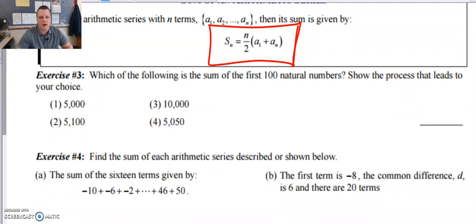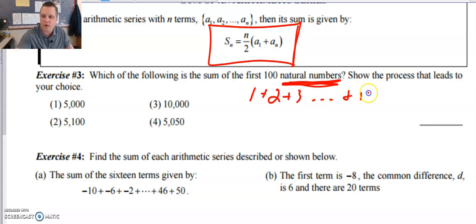Now, in exercise 3, we try to use the application of this formula. Which of the following is the sum of the first 100 natural numbers? Natural numbers are counting numbers. So you start counting 1, 2, 3, 4, and so on. The sum would be 1 plus 2 plus 3 all the way to 100. If you want to go ahead and put all those in your calculator, be my guest. It will take you a little while, and you might make an error. So that's why we want to use the formula instead.